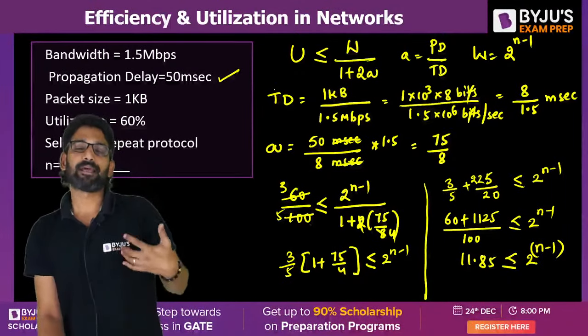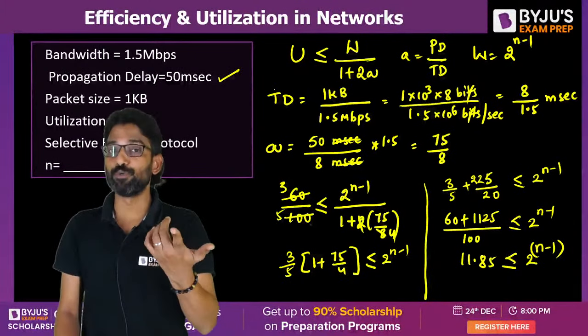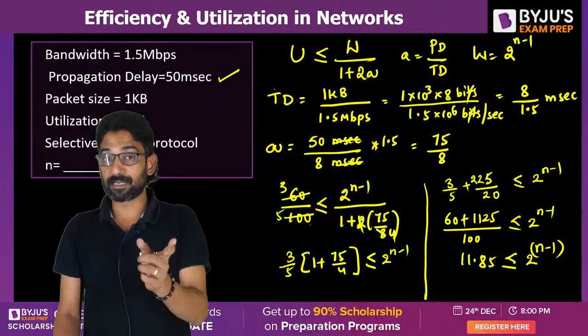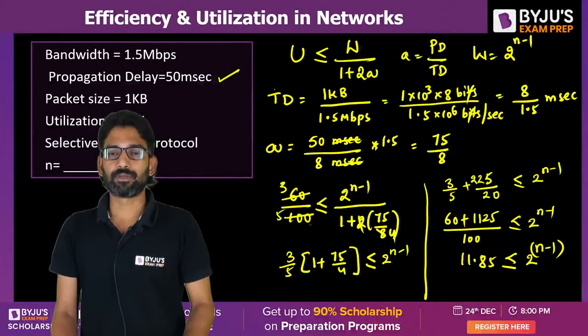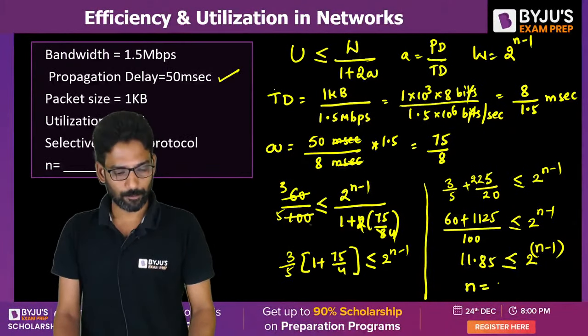If I take n as 4, it becomes 2 cube, right, because n minus 1. So 8 greater than 11.85? No. So n must be 5.